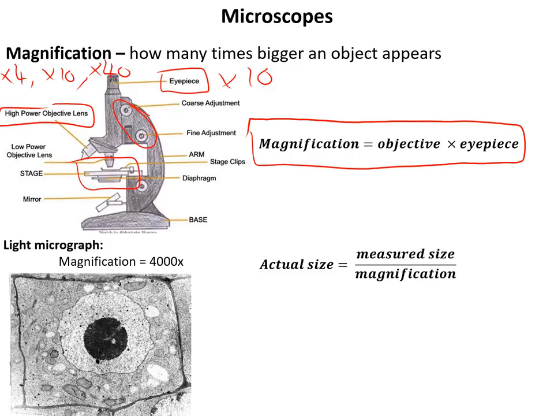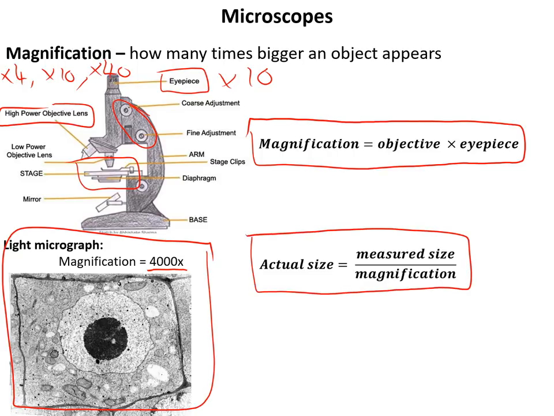Microscopes produce pictures called micrographs. This here is a micrograph, with a magnification of 4,000 times. You need to be able to use a micrograph to find the actual size of parts of a cell, and we're going to use an equation that's super easy. If we wanted to find the actual diameter of the nucleus, we would measure it with a ruler, and let's say that was 20 millimeters. We would just do measured size, 20, divided by magnification, 4,000, which would equal 0.005 millimeters.